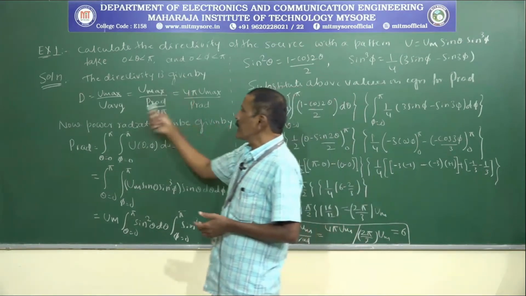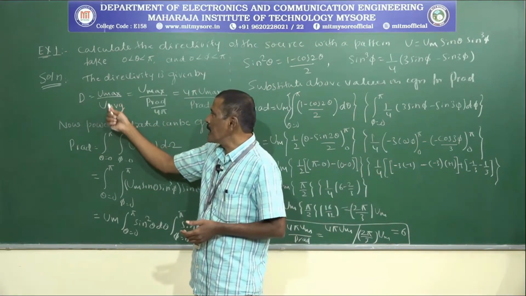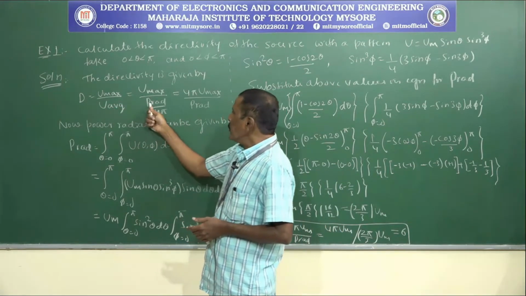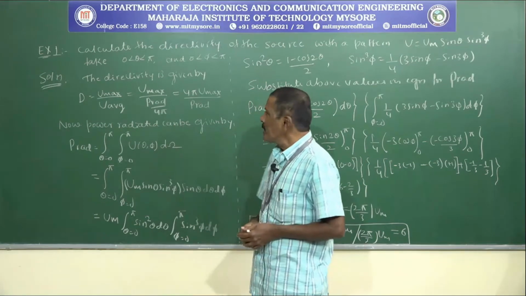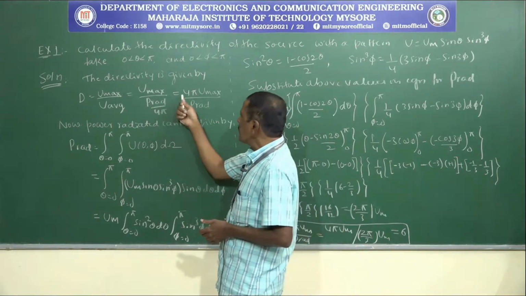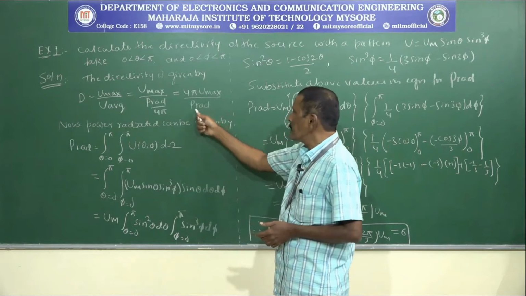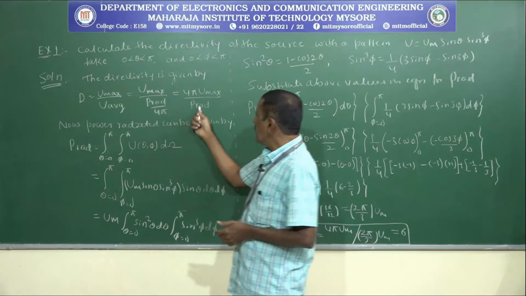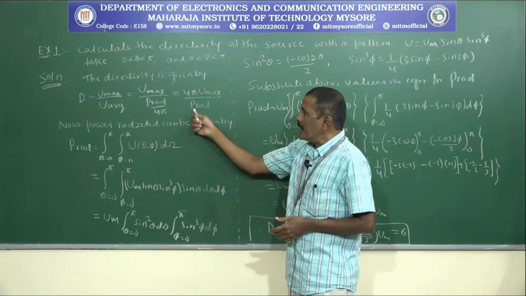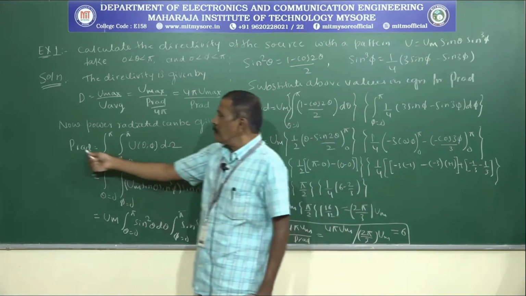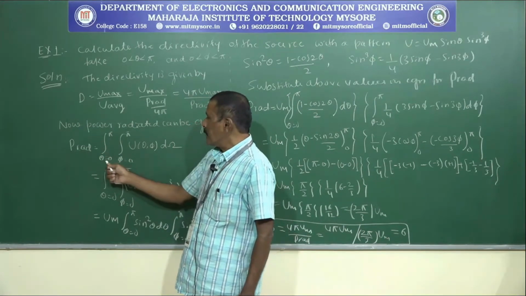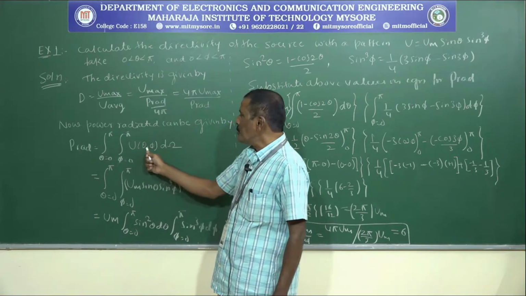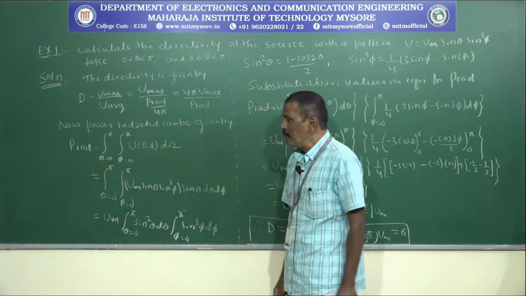We know that the directivity is given by D is equal to U maximum divided by U average, and U average is equal to P radiation divided by 4 pi. Then this equation simplifies to 4 pi into U maximum divided by P radiation. Now you have to calculate this radiated power, that is P radiation. So P radiation is calculated from the integral theta equal to 0 to pi and phi equal to 0 to pi of U of theta comma phi into d omega.